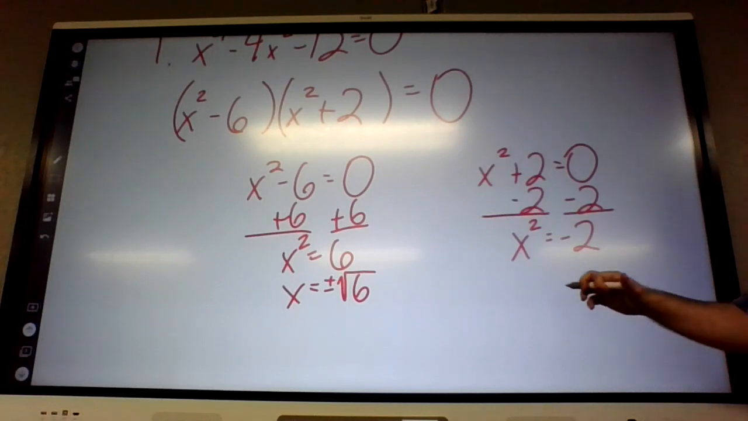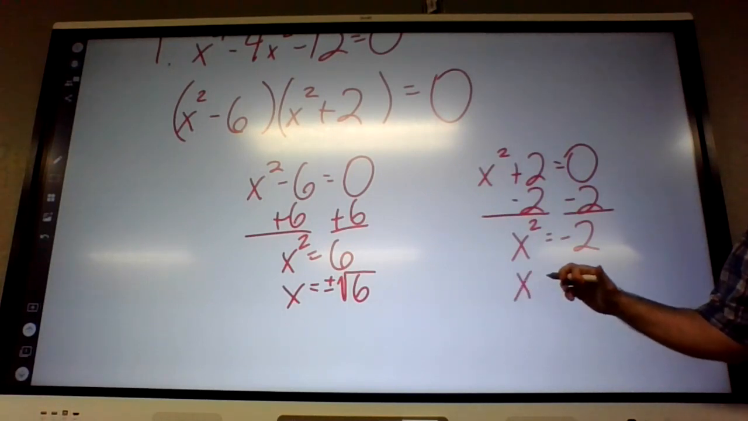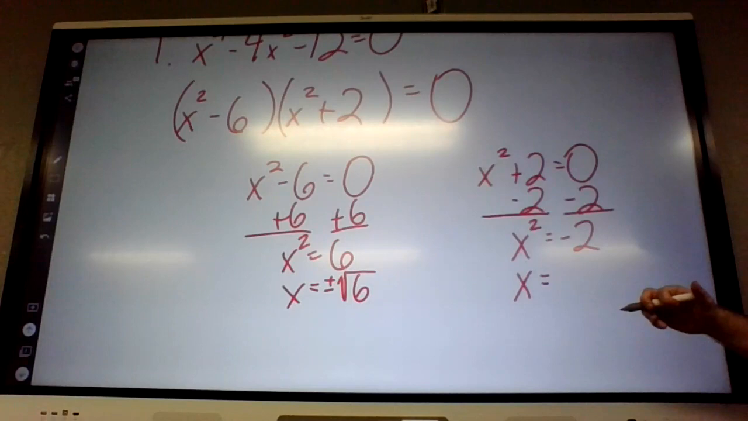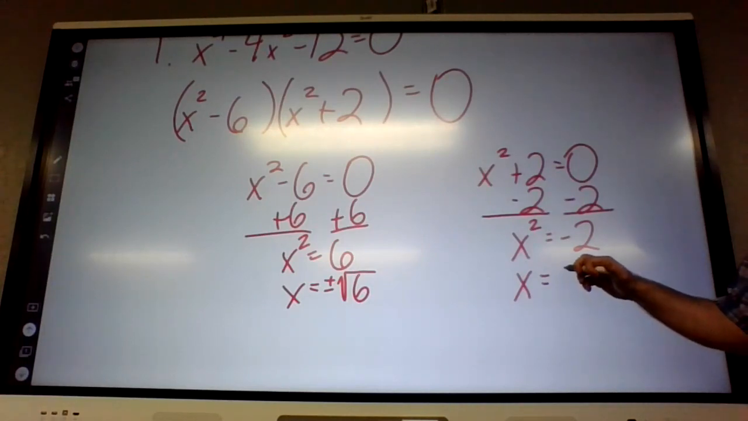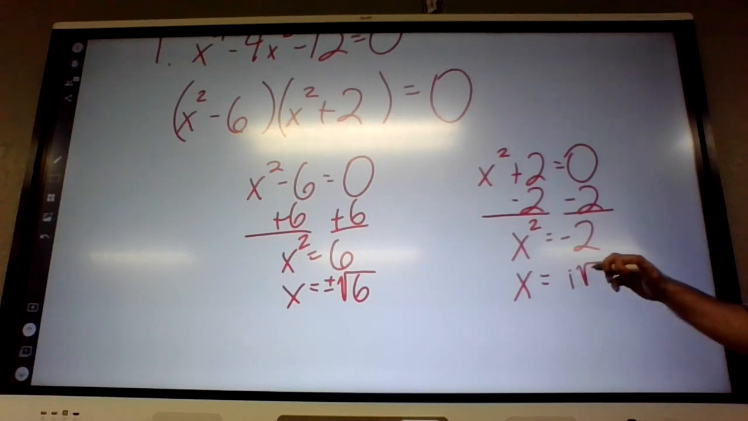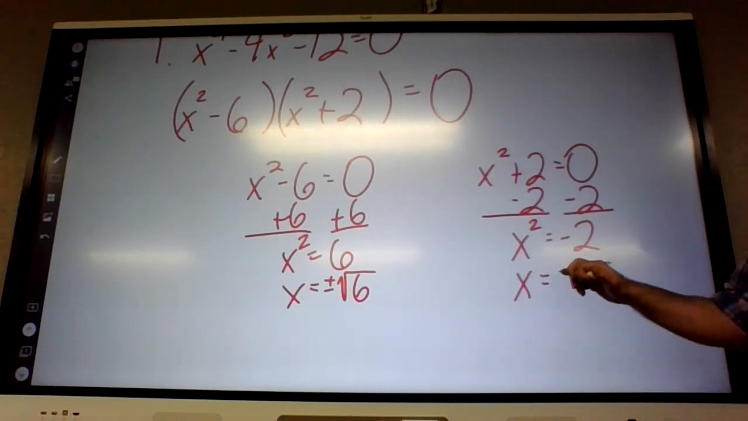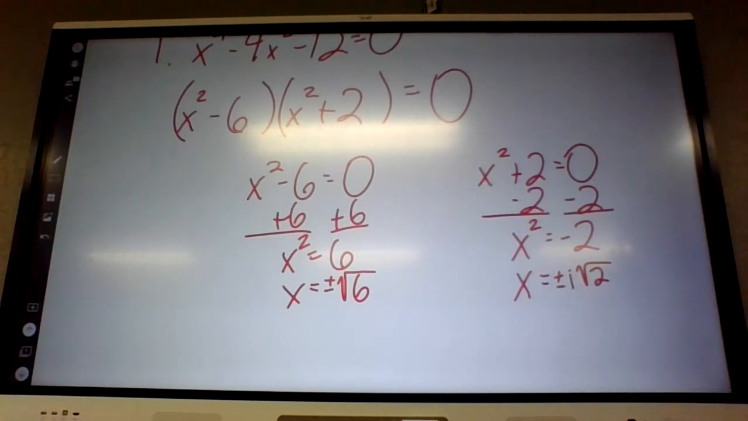So on this one I have x squared equals -2. Square root of 2. Yeah. Well, good try. Plus or minus.